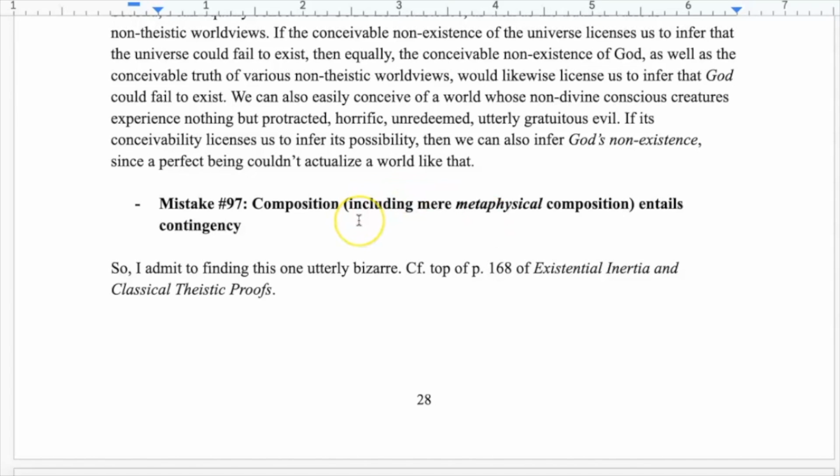I'm not saying I believe in this, of course. I'm just characterizing what metaphysical composition is supposed to be in order to allow us to understand mistake number 97. So yeah, mistake number 97 is claiming that composition, including mere metaphysical composition, entails contingency, so any composite object must be contingent. I admit to finding this one utterly bizarre, and I'm going to bring us to the top of page 168 of my book to explain why.